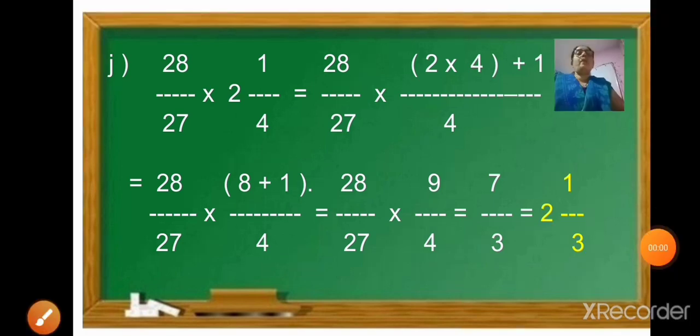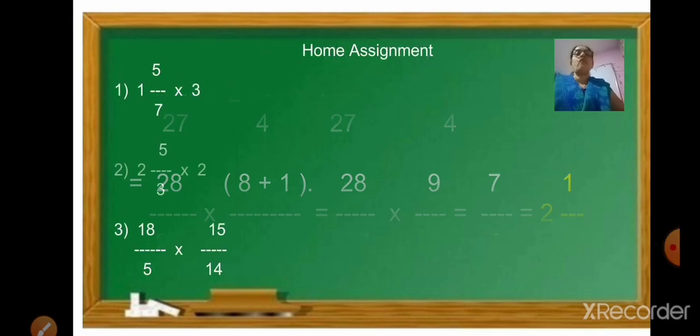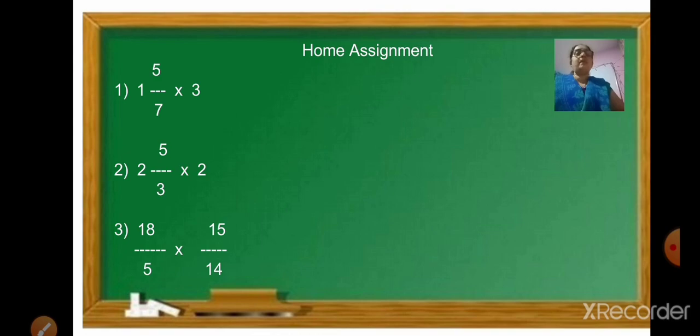Now based on today's topic, students, here are some home assignment sums for you, which you have to do in your maths homework book. The first sum is 1 whole 5 upon 7 multiplied by 3. Second one is 2 whole 5 upon 3 multiplied by 2. And the third one is 18 upon 5 multiplied by 15 upon 14. So practice all the sums, students.